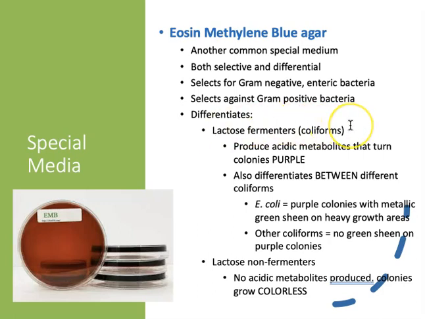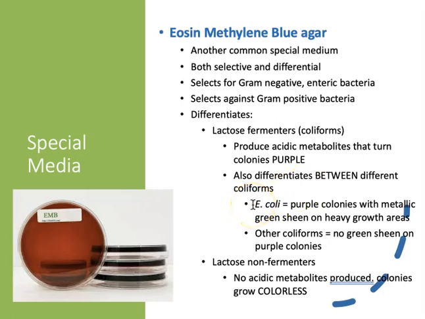Lactose fermenters, or coliforms, are going to produce those acidic metabolites that we've mentioned before. On EMB, the change in pH is going to turn the colonies a purple color. Remember, the colonies grow pink on MacConkey if they're lactose fermenters. They're going to grow purple on EMB if they're lactose fermenters. Now, here's where EMB goes even further. EMB can differentiate between a couple of common types of coliforms.